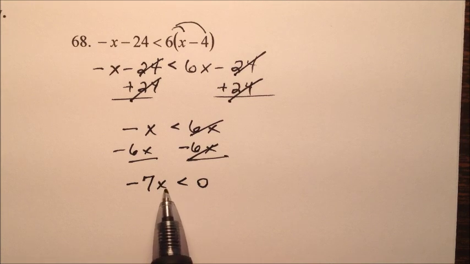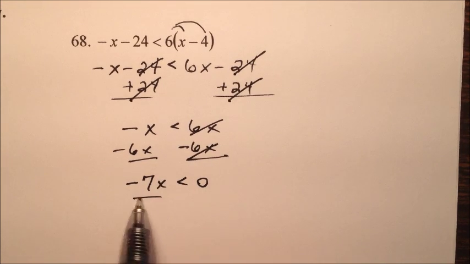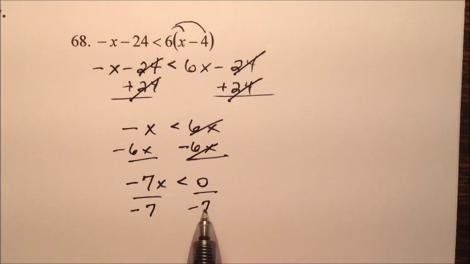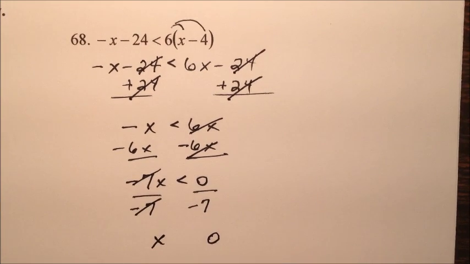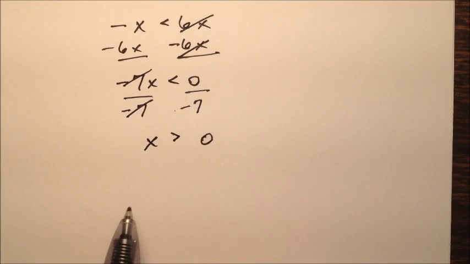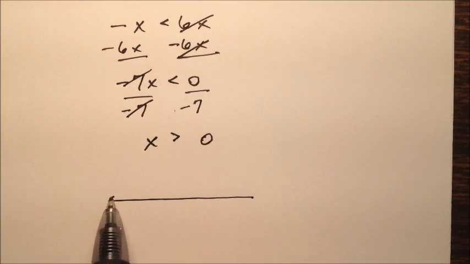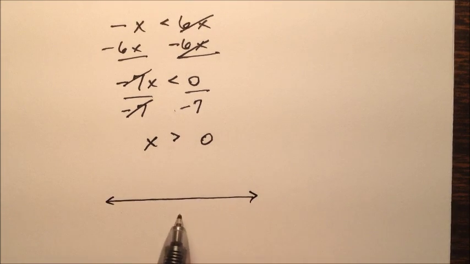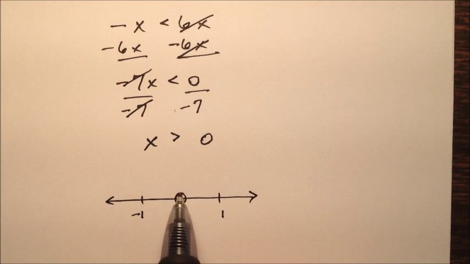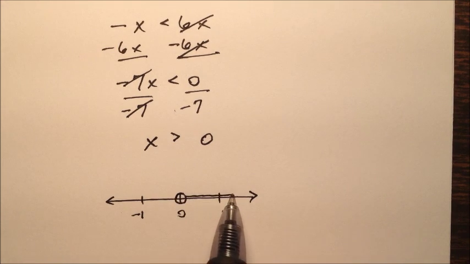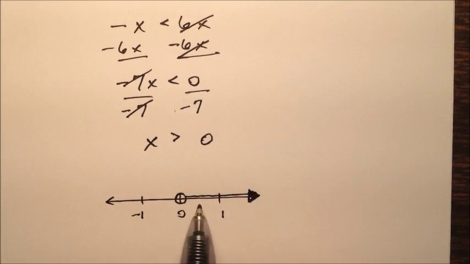But in order to go ahead and complete this, we're going to need the x all by itself. So we're going to divide by negative 7 and x, and we have a 0 on the right side. But again, we divided by a negative, so we've got to flip that sign around. So in this case, it's x is greater than 0. So when we draw a number line, we'll put 0 right there in the middle. And we'll go 1 to the right and 1 to the left. So we open circle at 0, and since it's greater, we're going to head over here to the right.